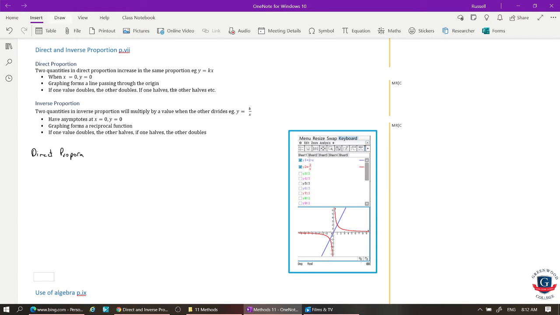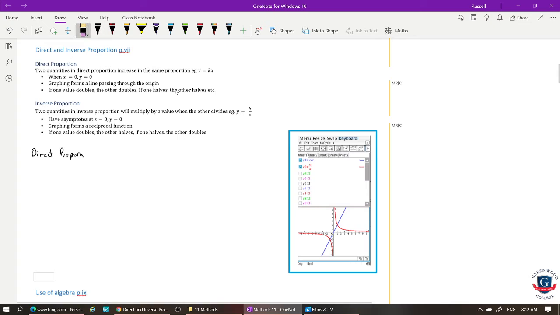I've misspelled proportion. So revenue is equal to $2 times the quantity. That's in this form here. In this case, K is 2, X is Q, Y is R. R and Q are in direct proportion. If I sell twice as much, the revenue will increase by twice as much.